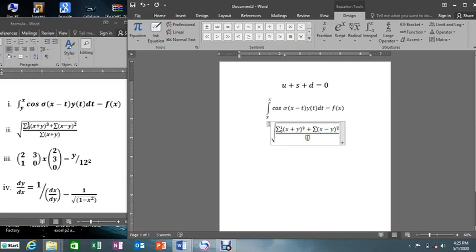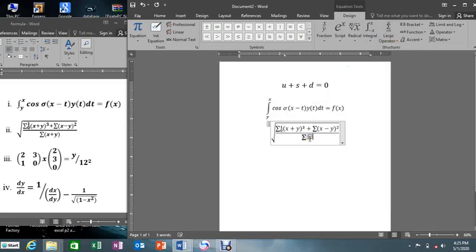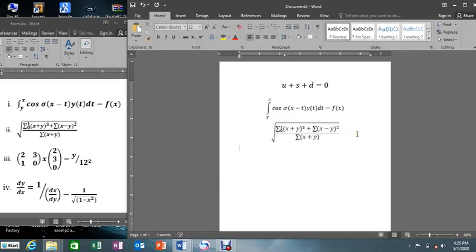Are we together? Then we come down onto that integral again. Sorry, onto that large operator. It is having no power. Then it is having no script. Then we open our bracket. It is going to be x plus y. Then you close the bracket. We are done with the second. Then we press enter. We look for another one.